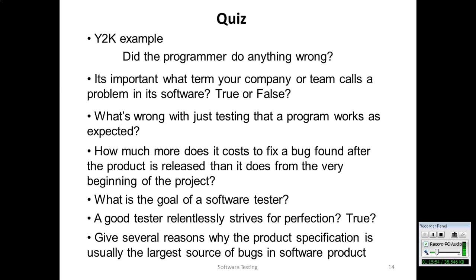Give several reasons why the product specification is usually the largest source of bugs in the software product. Why do you think the specification document is the largest source of bugs? Why do you think?